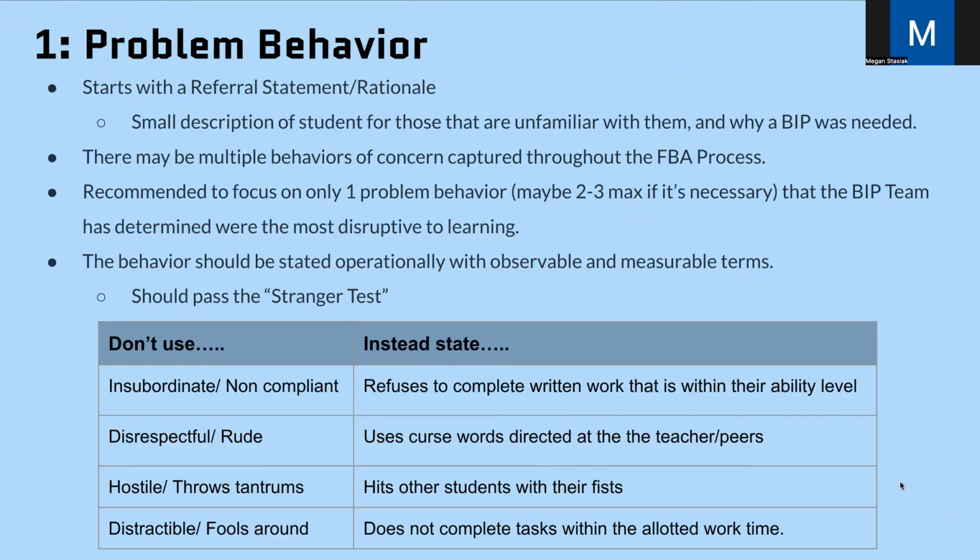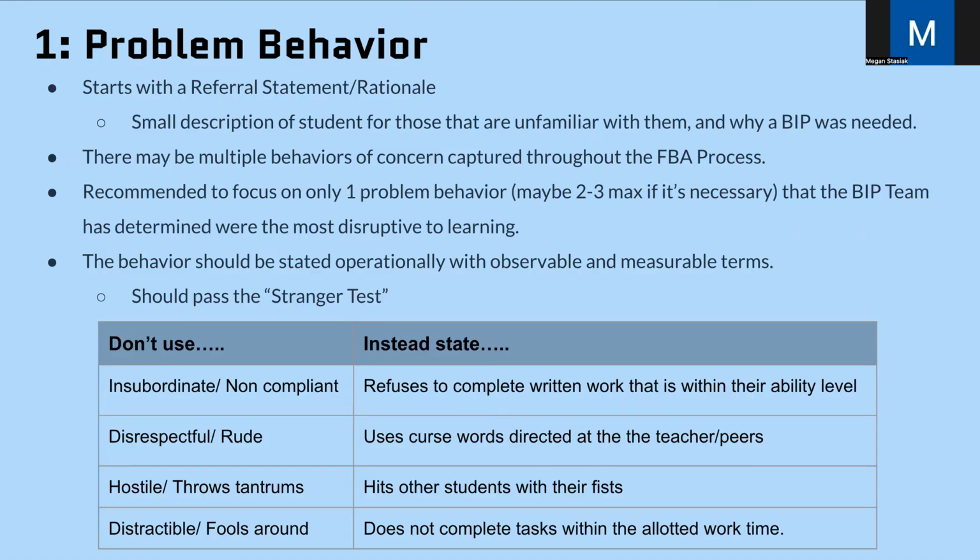Problem behavior and target goal are part one of BIPs. The problem behavior section is typically going to start with some sort of referral statement or rationale of how we got here. It's a small description of the student for those that are not familiar with them. Why did we need a BIP? What was the interfering problem behavior? Do they receive any other supports, school supports or outside supports, anything that would be really important for someone to know?